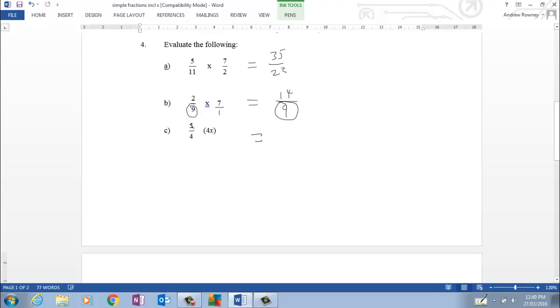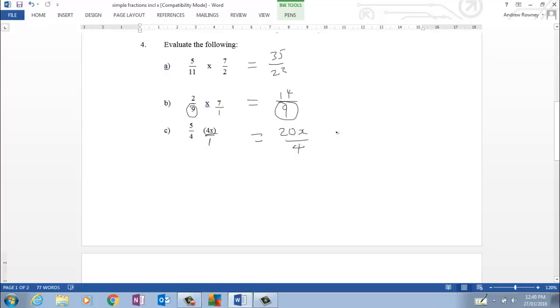The next one, 5 on 4 times 4x, the same thing. The 4x just gets multiplied by the 5 because that's really over 1. Notice there's no times here because it can get confused with the x. We just put in brackets. If there's nothing there, it's assumed to be times. 5 times 4x is 20x, and 4 times 1 is 4.